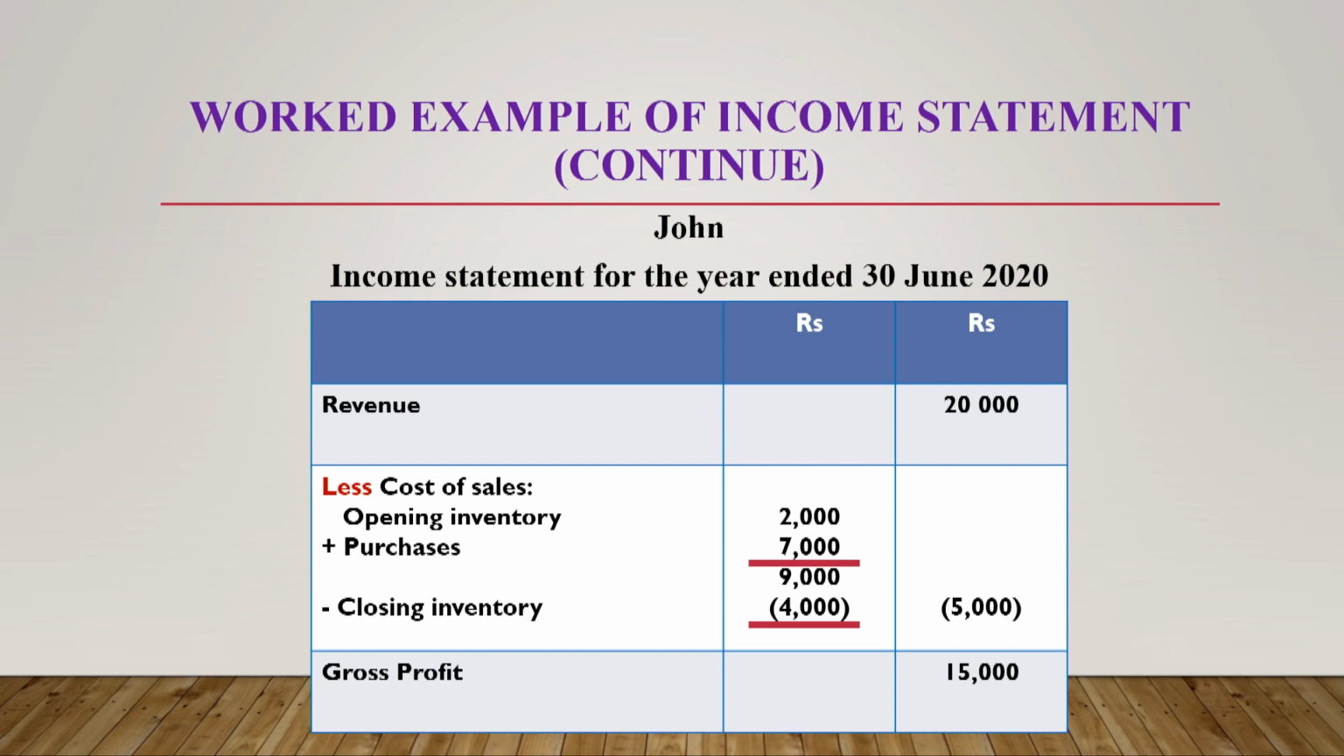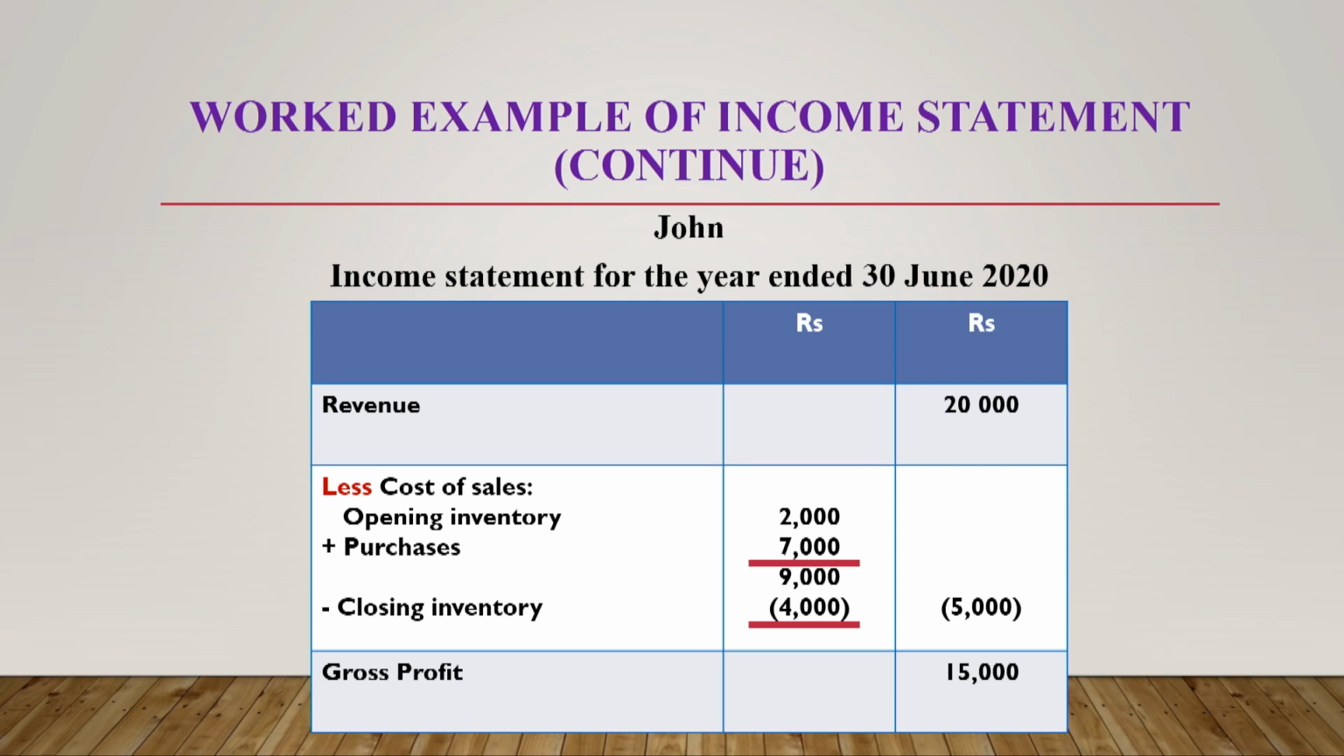Next, less cost of sales. To calculate cost of sales, we need to add purchases of 7,000 rupees to the opening inventory of 2,000 rupees. This will give us a total of 9,000 rupees. Then, we need to subtract the closing inventory of 4,000 rupees. Remember, the closing inventory figure is put into brackets as it needs to be deducted. These elements are written in the first column and the amounts in the second column. The cost of sales amounts to 5,000 rupees and is recorded in the third column.